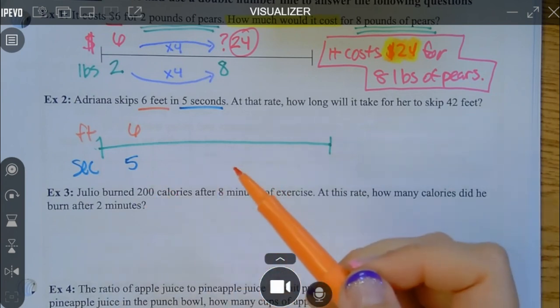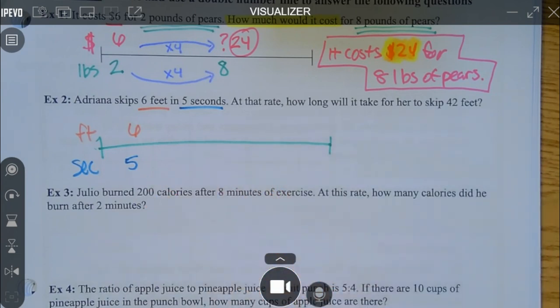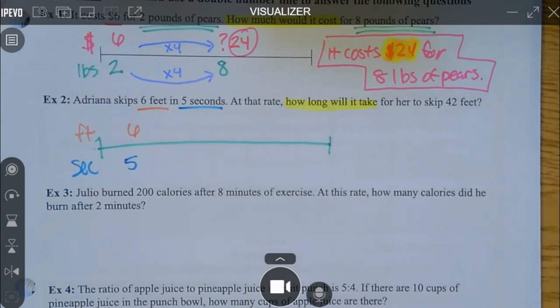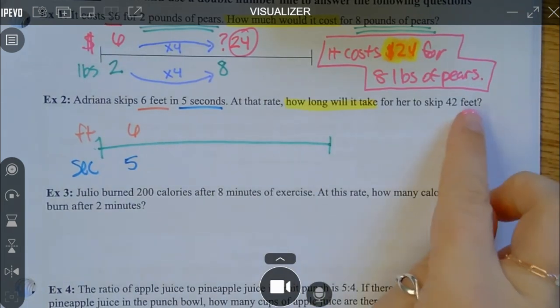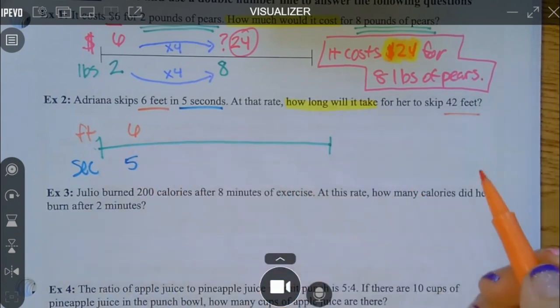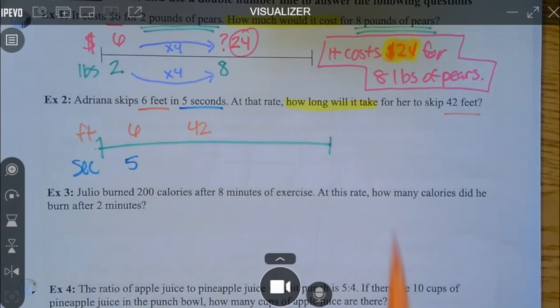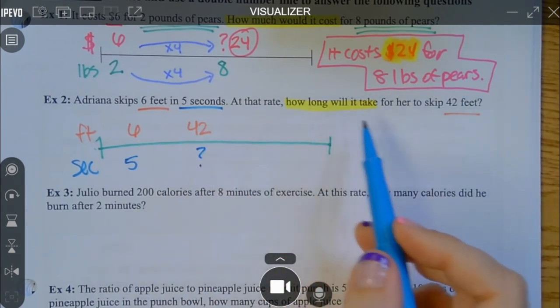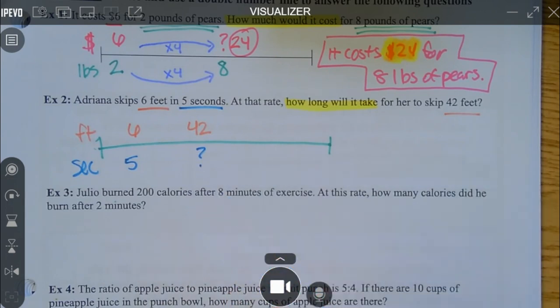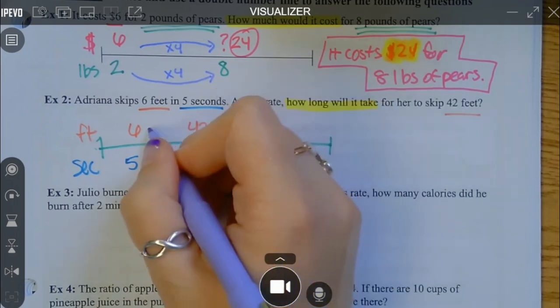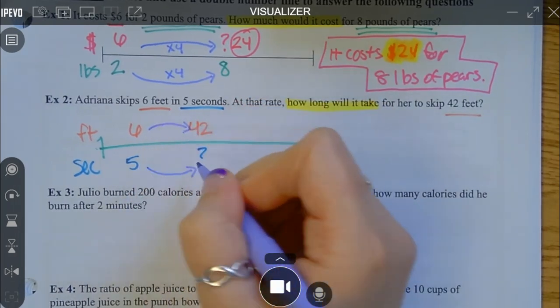Now, the next thing says, okay, at that rate, how long will it take? So that's my unknown for her to skip 42 feet. Okay, so where does feet go? Is that the top or the bottom? Well, feet is on top, so I'm going to put the 42 up here. And what I'm solving for is the amount of time, which makes sense because it said how long will it take? So I'm solving for the seconds. Okay, and then again, always go towards the direction of your unknown. So go towards the direction of that unknown there.